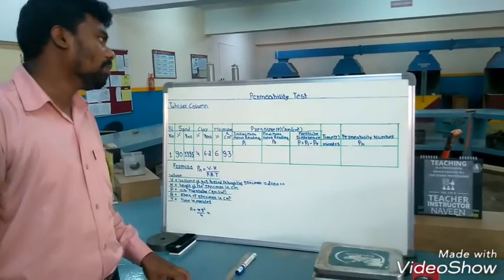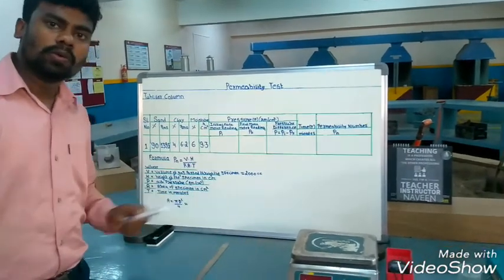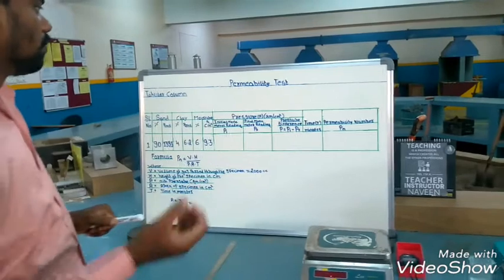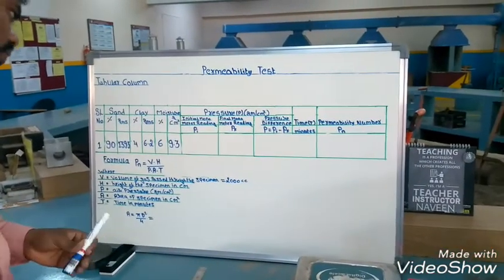Now we are doing the permeability test for green sand. Why we want to do the permeability test: when we pour the molten metal, the gases want to come out from the sand itself. How much, what is the permeability number? We want to find out.